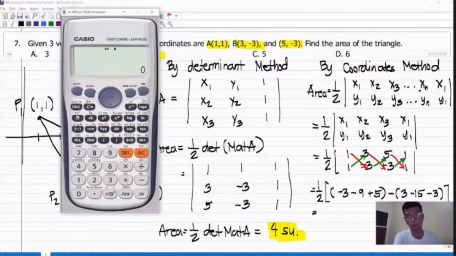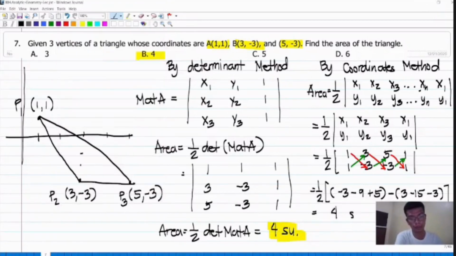Kukunin lang naman natin yung absolute value. So, the 1/2 of negative 3 minus 9 plus 5 minus 3 minus 15 minus 3. So, 4 dito. 4 din ang nilabas ng ating coordinate method. Siyempre, kapag hindi 4 ang nilabas, kailangan natin i-check yung solution. Tama.